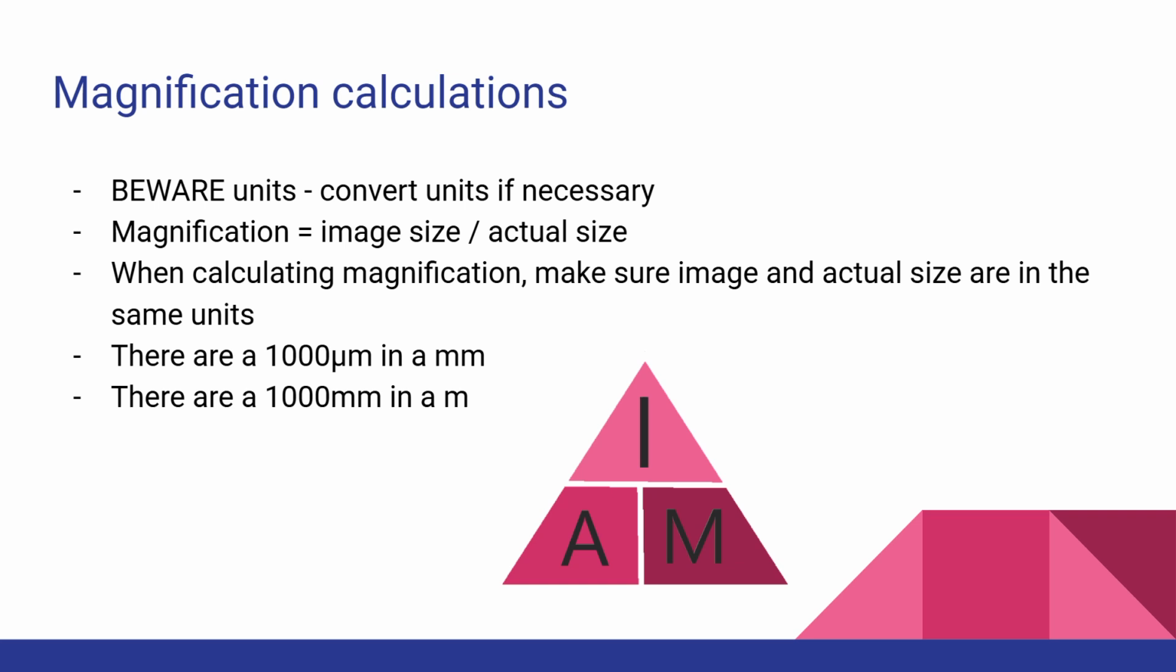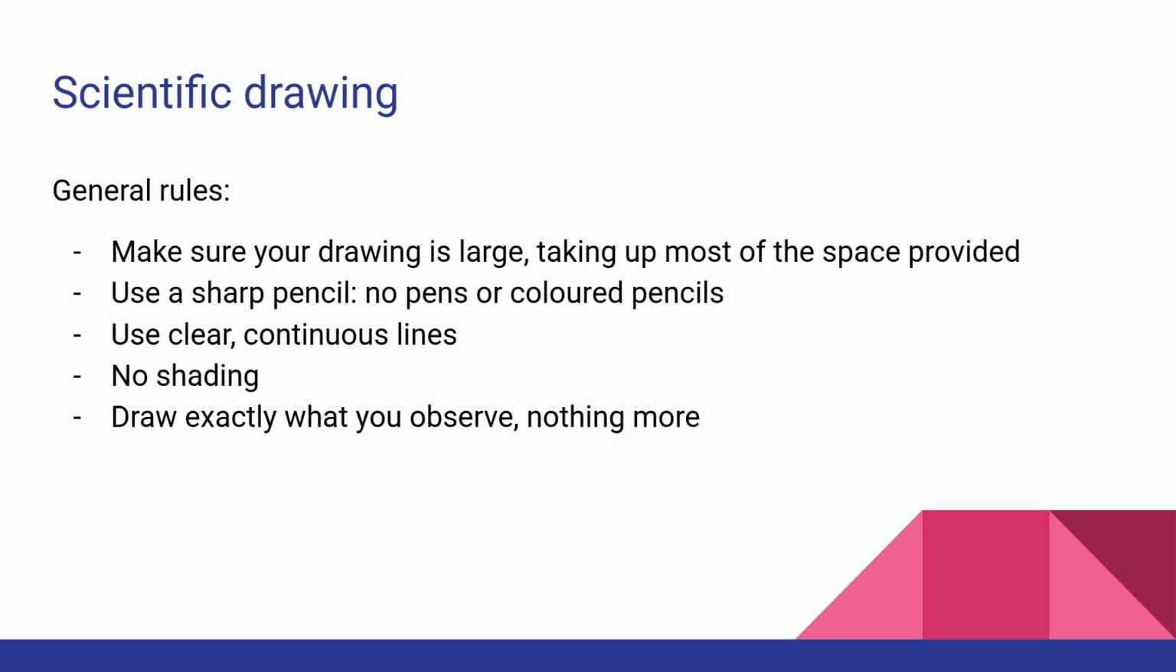So if you want to calculate actual size, cover the A and you're left with an I over an M, which means that actual size is equal to image size over the magnification. So that's how you do magnification calculations. Make sure to do a final sanity check on your magnification, make sure you are getting a reasonable number, not something like 0.5 times. Magnifications are usually in the thousands because you are zooming in on an object.